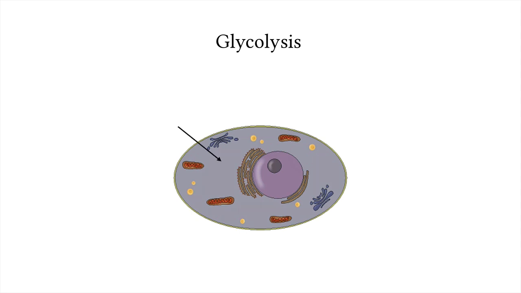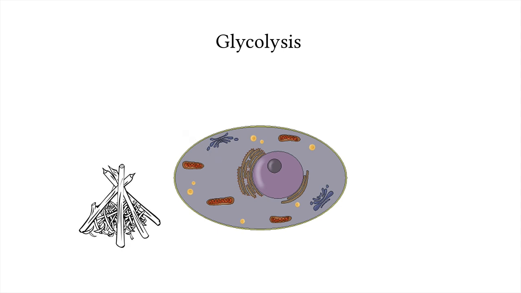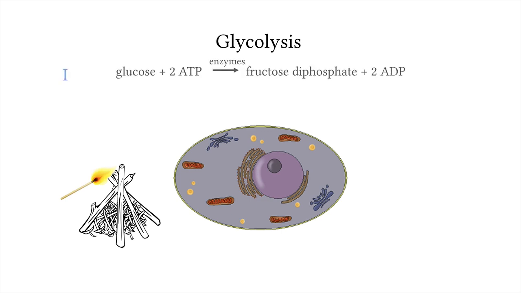Now, to get this stage going, it takes a little bit of energy. Kind of like when you want to start a fire, you get the kindling together, but it won't light until you use a match. The cell needs to expend a bit of energy to spark this reaction to begin. Step 1 of glycolysis is when this spark of energy is used to convert glucose into fructose diphosphate.